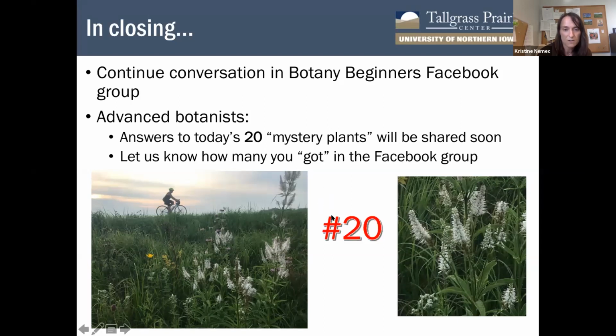And this is the final mystery plant. It's taken in dim lighting, but it is because this was taken along RAGBRAI. So the only traffic on the road was bicyclists. It's a pretty safe environment. So that's why I was able to be there at sunset and capture this particular picture.